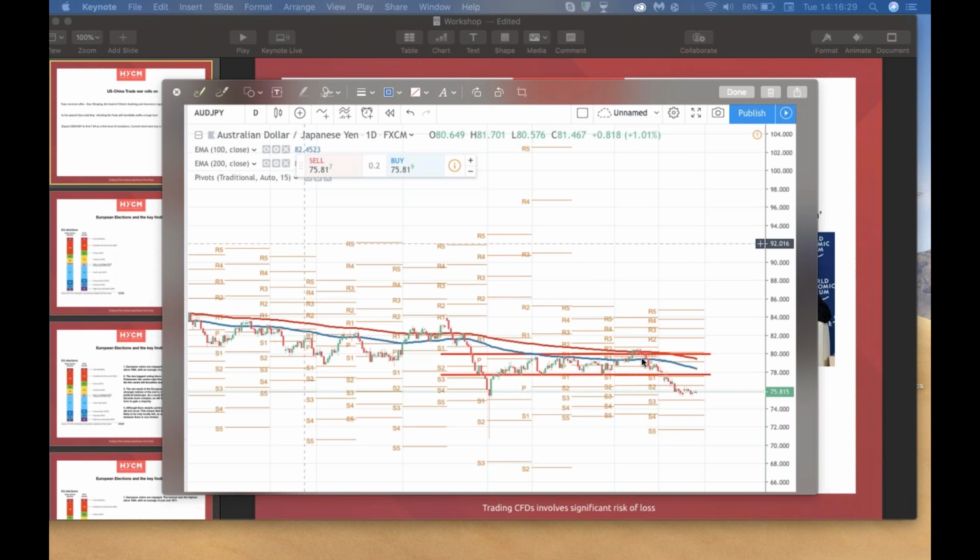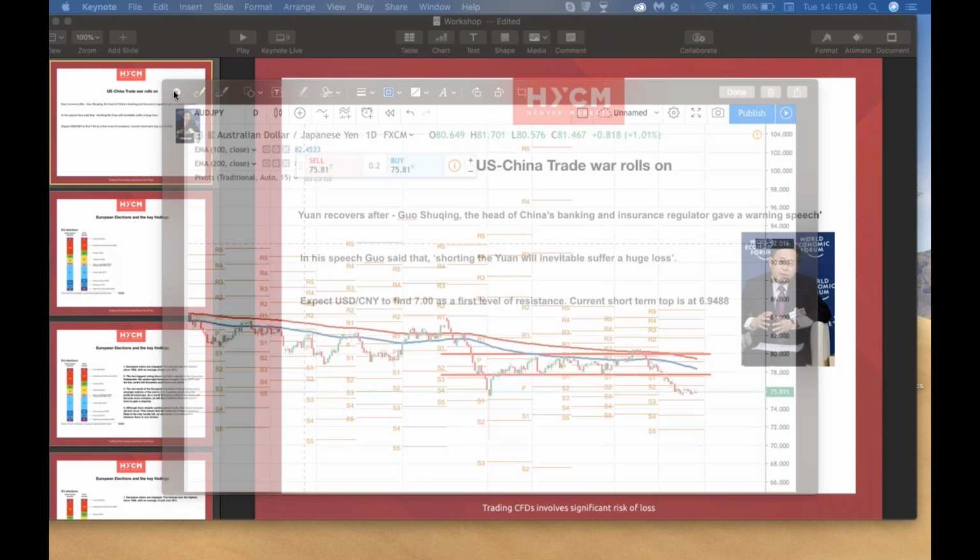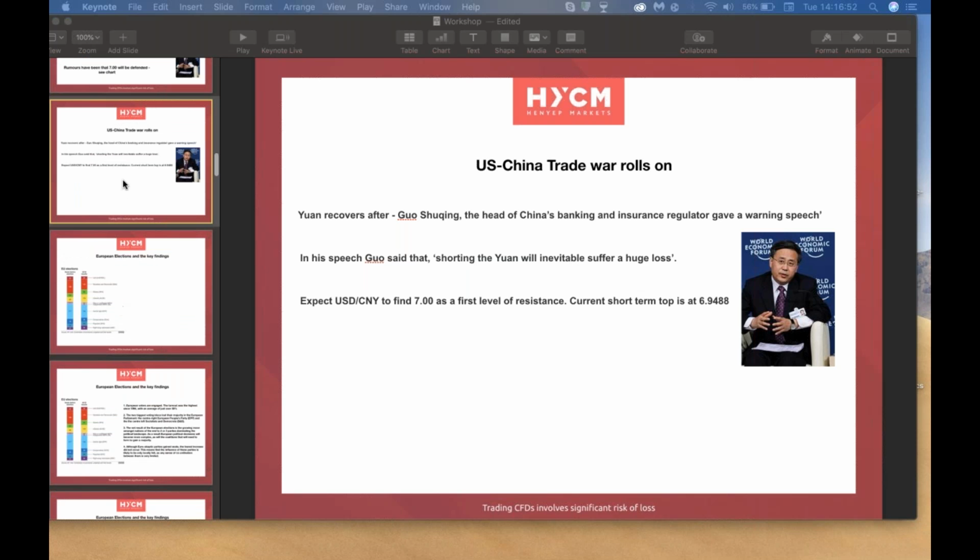You've seen this downtrend through this key 78 level, that key support level, and price is moving downwards. Australian-Japanese yen is a pair that's very sensitive to risk. In a risk-off market, you're going to see the Australian dollar be sold, Japanese yen bought, which is short Australian dollar Japanese yen. So that's just one pair to have in mind.